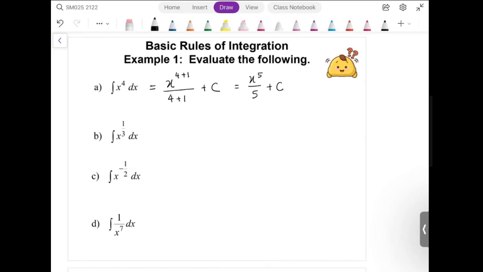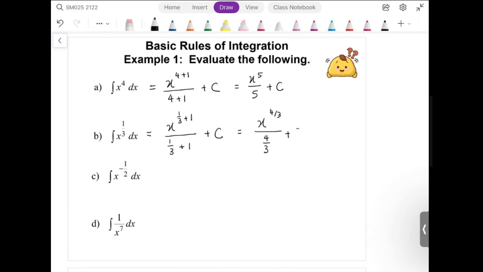Okay. Now, moving on to the second one, we have x to the power of 1 over 3. We have a fraction on our power. Tak ada masalah, it's still a constant. We still can apply the same rules. So now we will have x to the power of 1 over 3 plus 1, and then divided by the new power, still copy the same thing, plus c.